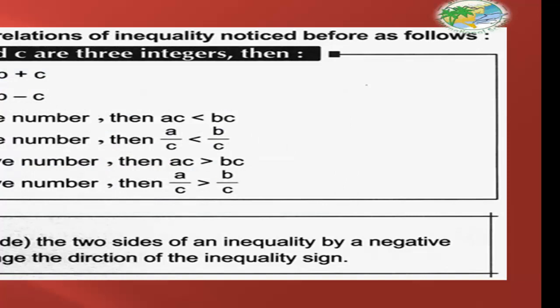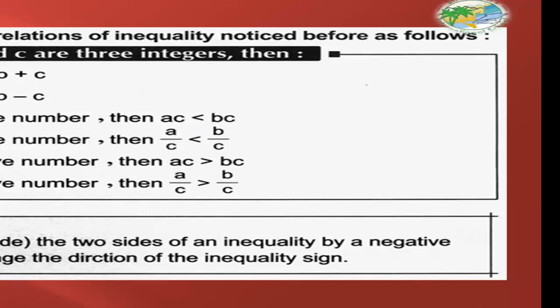Assuming that a, b, and c are three integers, then if a less than b, then a plus c less than b plus c. If a less than b, then a minus c less than b minus c. If a less than b, c is a positive number, then ac less than bc. If a less than b, c is a positive number, then a over c less than b over c.